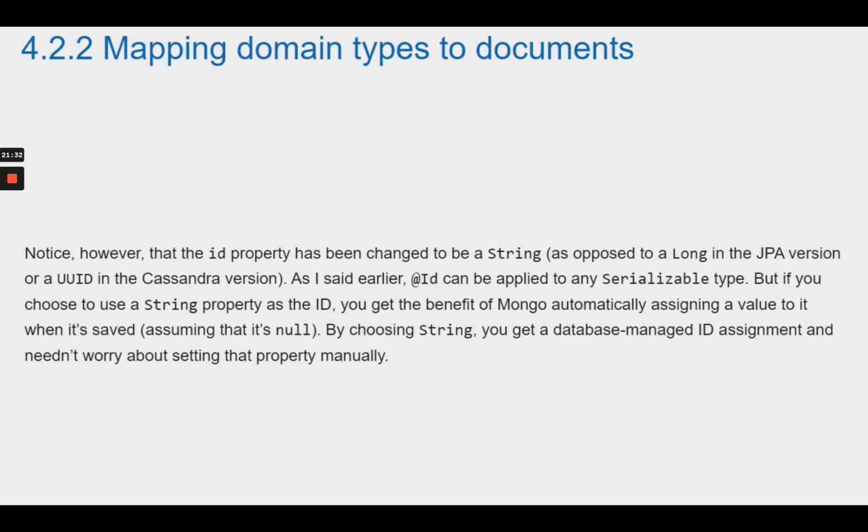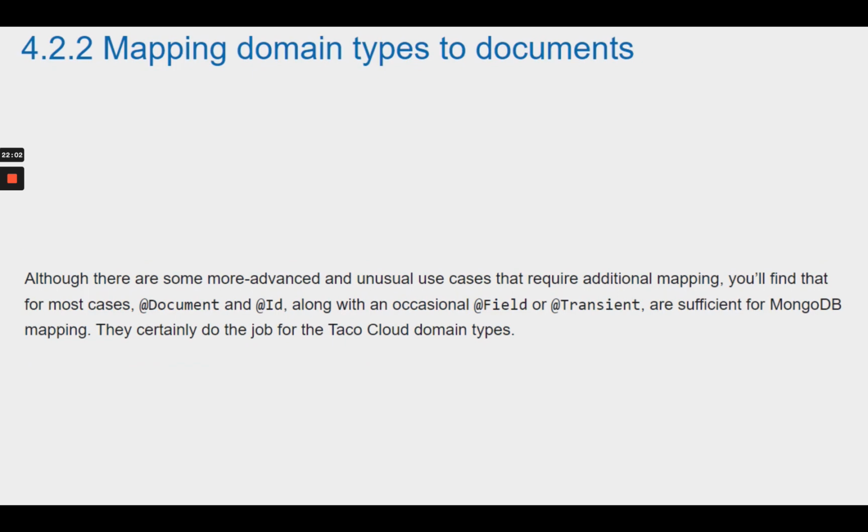Notice, however, that the ID property has been changed to be a String, as opposed to a Long in the JPA version or a UUID in the Cassandra version. As I said earlier, @Id can be applied to any serializable type, but if you choose to use a String property as the ID, you get the benefit of Mongo automatically assigning a value to it when it's saved, assuming that it's null. By choosing String, you get a database-managed ID assignment and needn't worry about setting that property manually.